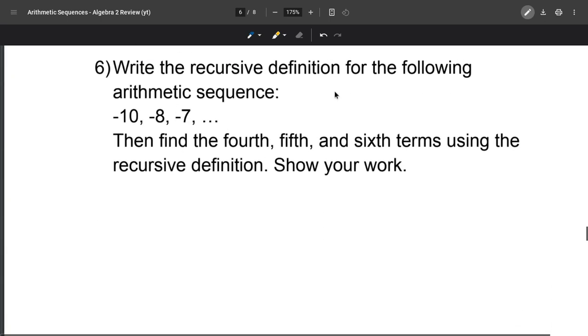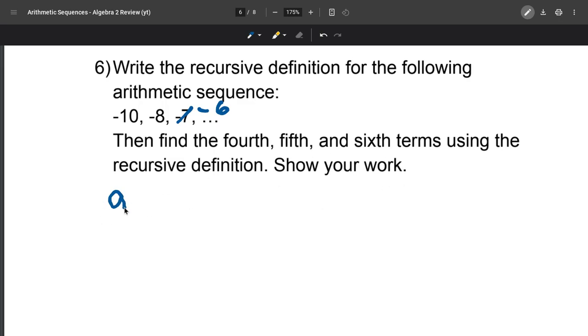Okay, problem 6. Write the recursive definition of the following arithmetic sequence. So we have negative 10, negative 8. I wrote this wrong. The next term should be negative 6, not negative 7. Otherwise, it wouldn't be an arithmetic sequence. So negative 10, negative 8, negative 6. Then find the fourth, fifth, and sixth terms using the recursive definition to show your work.